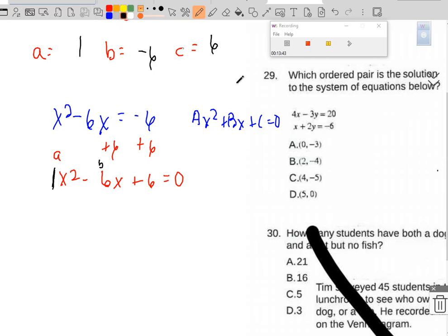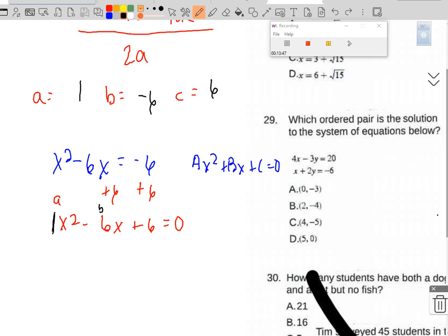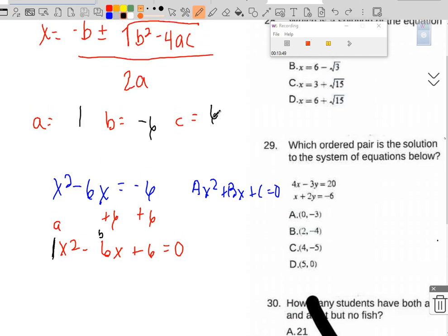So now that I know what these are, I can plug those into the quadratic formula and find the solution. It asks us for only one of the solutions here. So x equals the opposite of b. Well, b is negative 6. Remember, it's not negative b. It's the opposite of whatever b is.